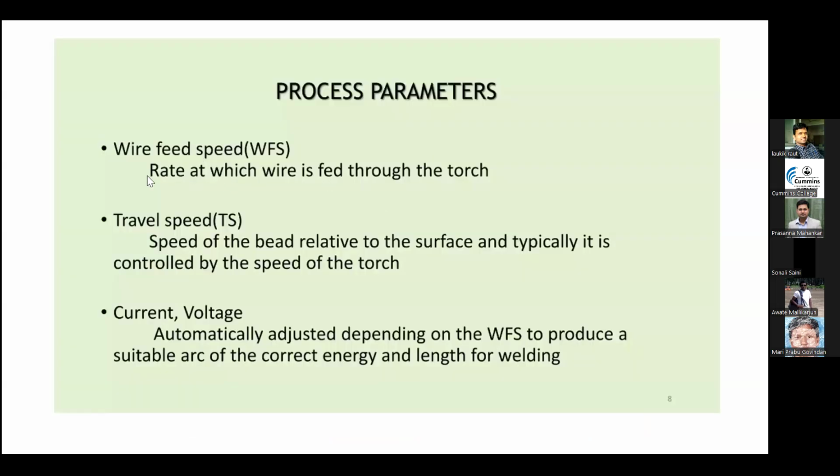So the process parameters. Here wire feed speed is one of the process parameters. So wire feed speed, that is the rate at which the wire is fed through the torch. Then travel speed, that means speed with which we are depositing the material. So speed with which we are moving the torch, that is travel speed. Then the current and voltage. So these are the independent parameters that can be set for your research work.